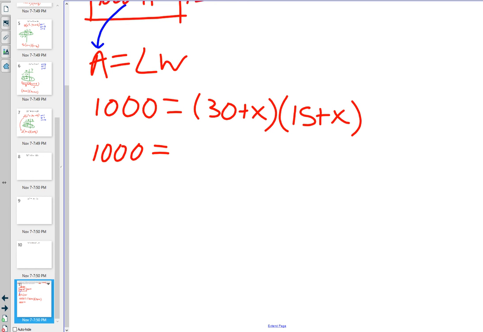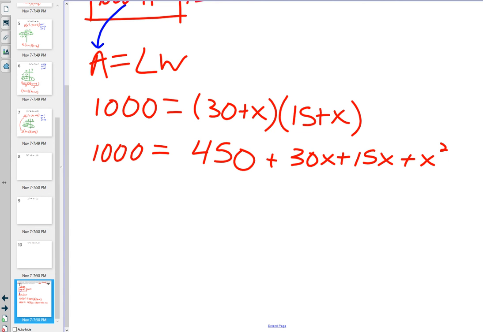How do I get rid of those parentheses? I'll give you a clue. It starts with fo and ends with ill. 30 times 15 is going to be 450, plus 30x plus 15x plus x squared. We went over this. We talked about the box method also when you FOIL. So 1,000 equals, I'm going to do myself a favor and write this in standard form. I'm going to write the x squared first. 30 and 15 is plus 45x, and then I'll write the plus 450.